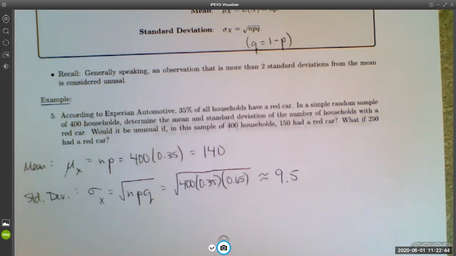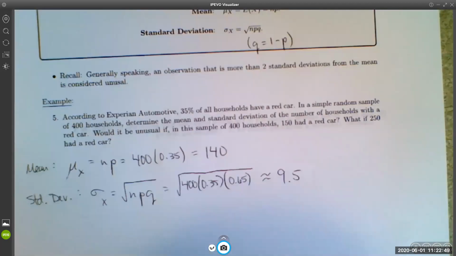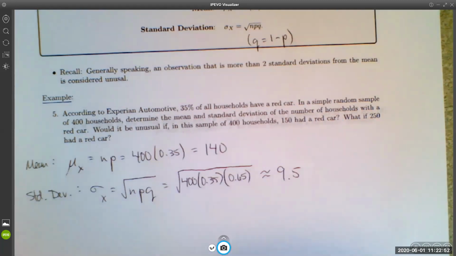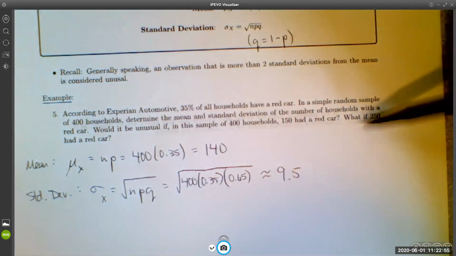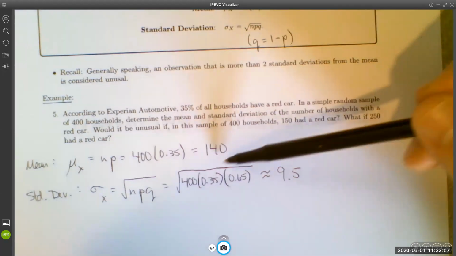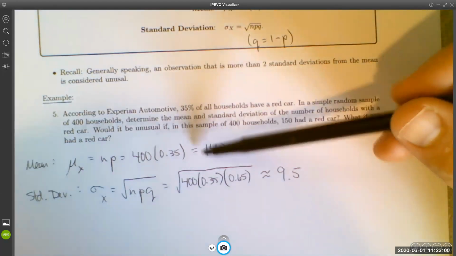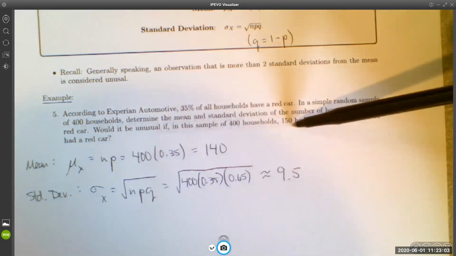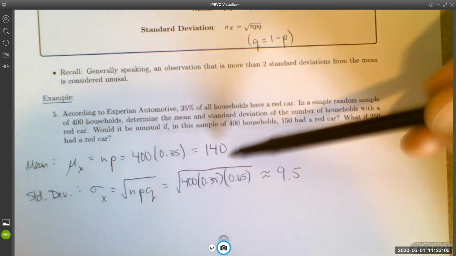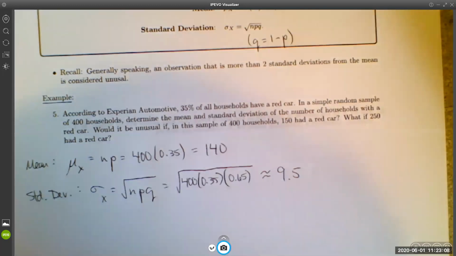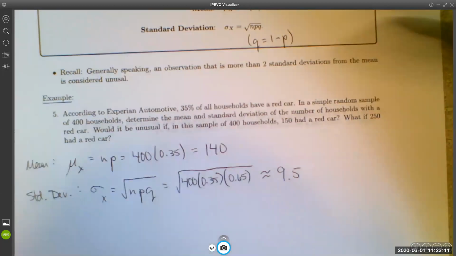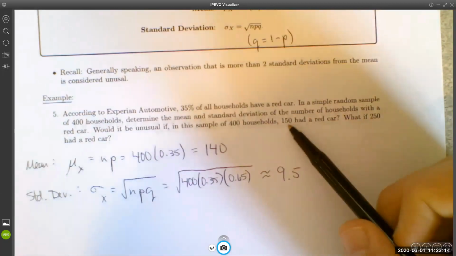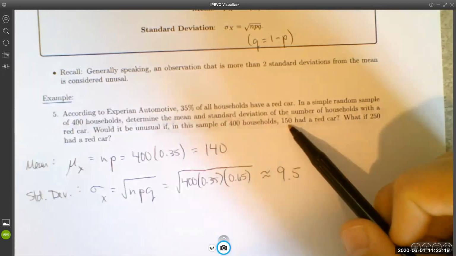Okay, so there's the mean and the standard deviation. Now let's answer these questions. It says, would it be unusual if in the sample of 400 households, 150 had a red car? Well, my gut tells me no, because the expected number of households to have a red car is 140. So 150 doesn't seem that off, right? It seems like that probably wouldn't be very unusual. But to verify that, we could say, well, how far above the mean is this? As long as it's less than 2 standard deviations from the mean, it's not considered unusual.